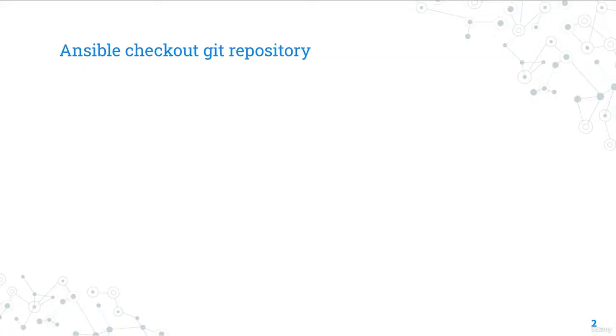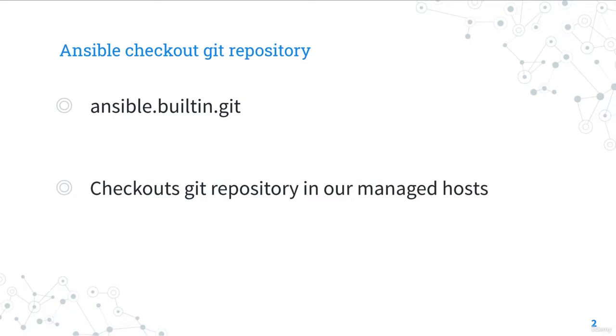Today we are talking about the Ansible module git. The full name is ansible.builtin.git, which means it's part of a collection of modules built in with Ansible and shipped with it. This module is pretty stable and has been out for years. The purpose is to deploy software or files from a Git checkout on our managed host.